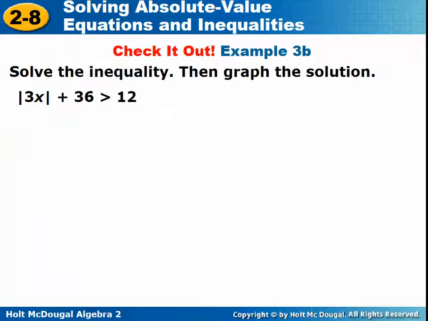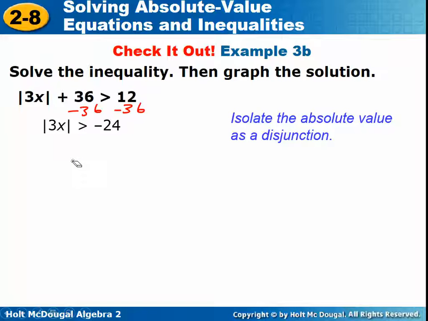Okay, another example. This one has not yet isolated the absolute value. The first thing you would have to do is subtract the 36. So now I would have the absolute value of 3x is greater than negative 24.